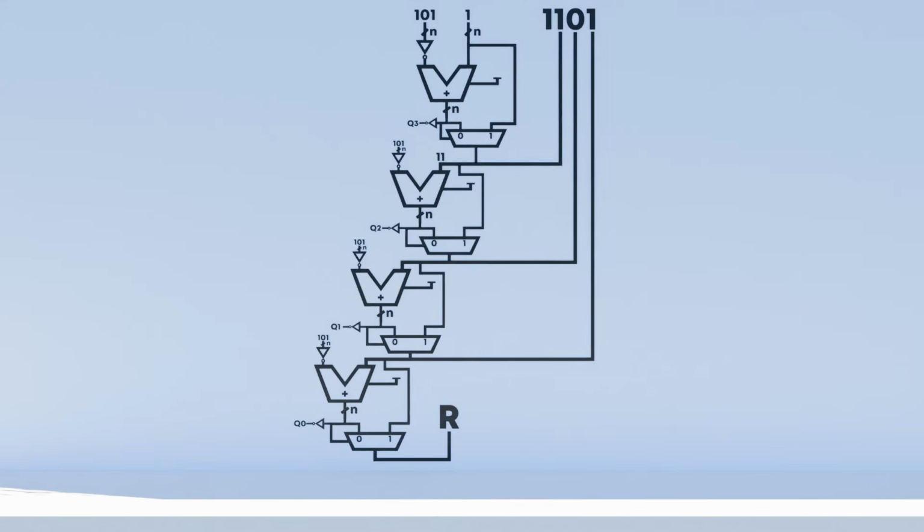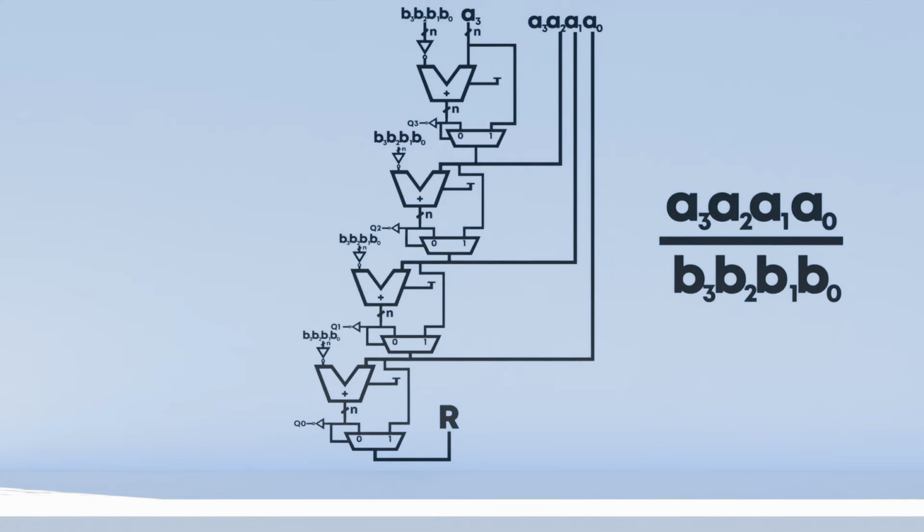The last output here at the bottom must then be the remainder we have. This is the division circuit we've been looking for. If you want to divide larger numbers, you simply add more of these rows. But I know what you're thinking right now.